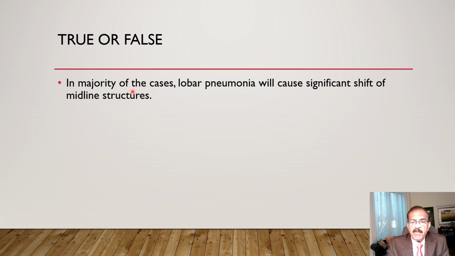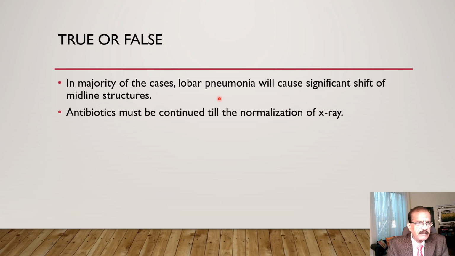Although in some patients there may be underlying collapse because of some bronchial obstruction, or there may be parapneumonic effusion or empyema. In these patients there may be shift of midline structure, shift of trachea, but not in majority. In majority, even on X-ray you would have trachea in the midline. Antibiotic must be continued till the normalization of X-ray.